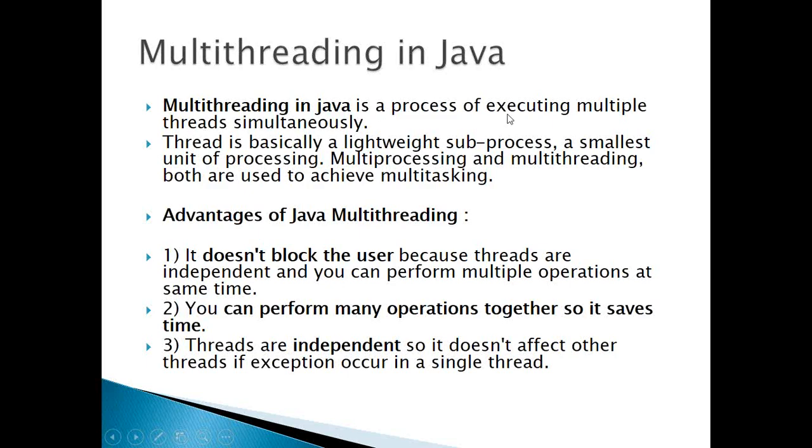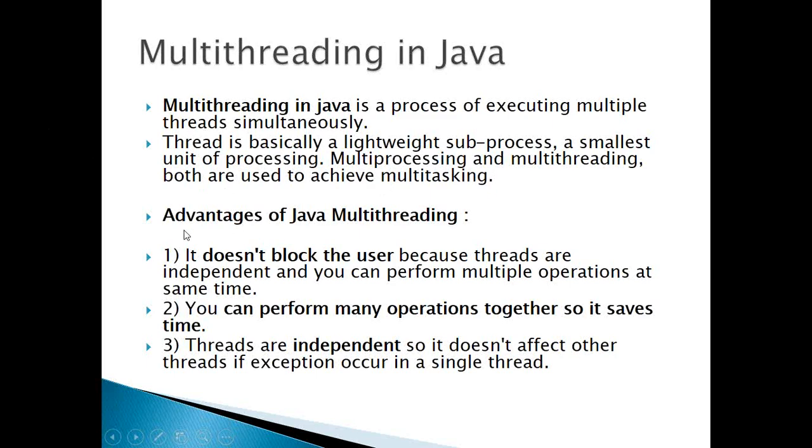So what is multi-threading? The process of executing multiple threads simultaneously. When you execute multiple threads simultaneously, we call it multi-threading. Threads are basically lightweight sub-processes and the smallest unit in processing. So multi-processing and multi-threading both are used to achieve multitasking.